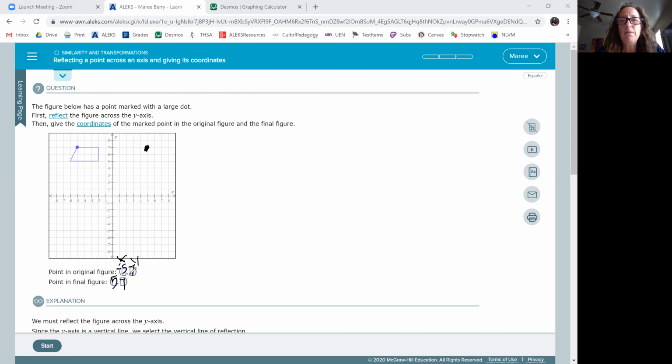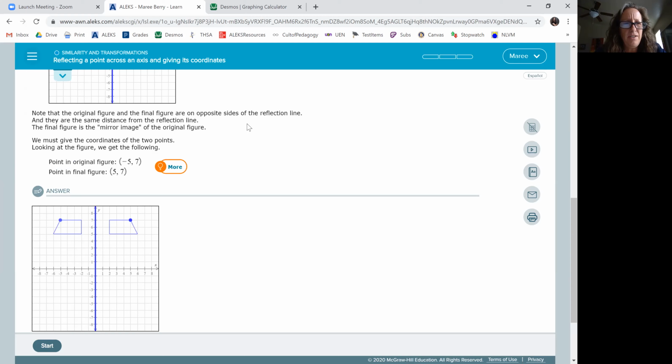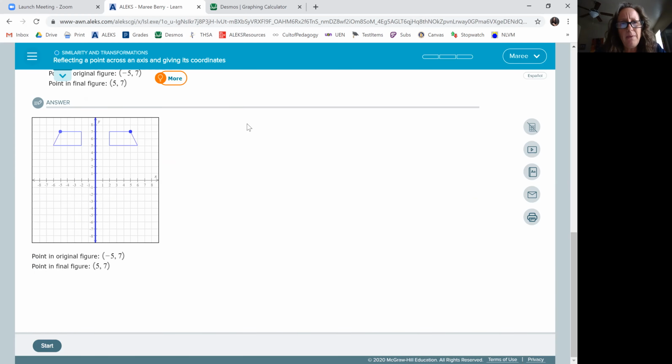So we're going to do some examples so you can see. You can see the answer here. They reflected the whole figure, but I think you only have to do the point. Or maybe when we do, well, let's see how it works with the problem. Maybe you have to drag the whole figure over there. I'm not sure.